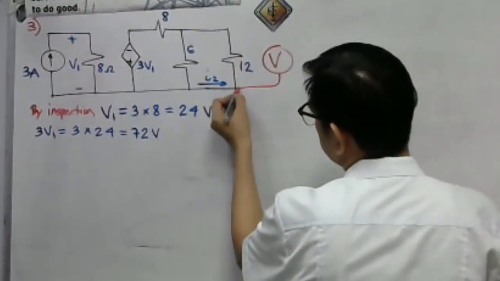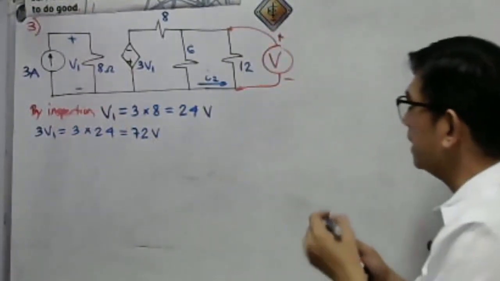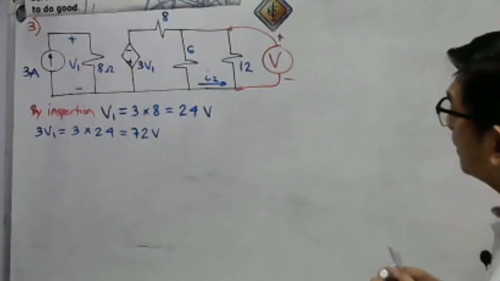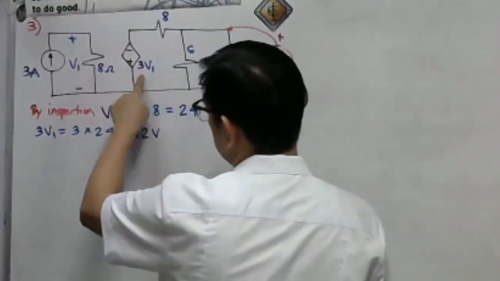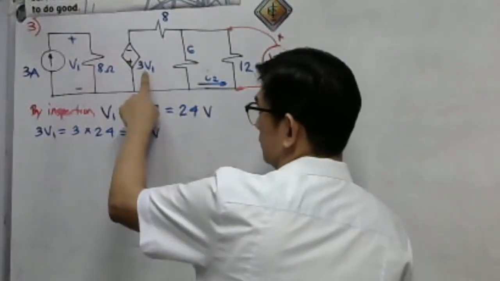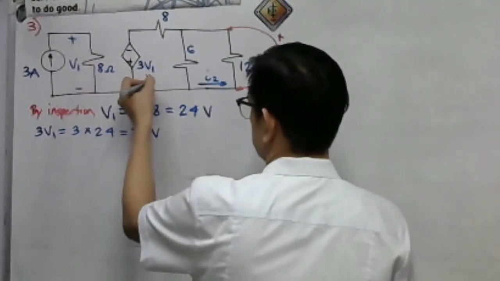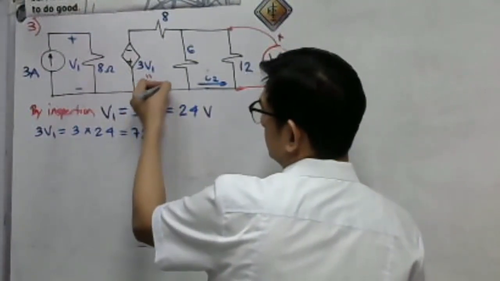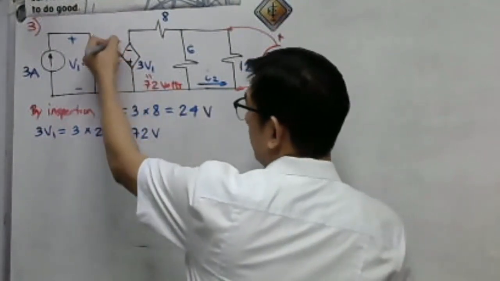From this point going to this point, this is positive, this is negative. Take a look here, guys. It is just parallel. The 8 ohm is in series with this 72 volts. This is already a 72 volt source. But take note, the 72 volts is in a reverse polarity. This is the negative and we have a positive here.